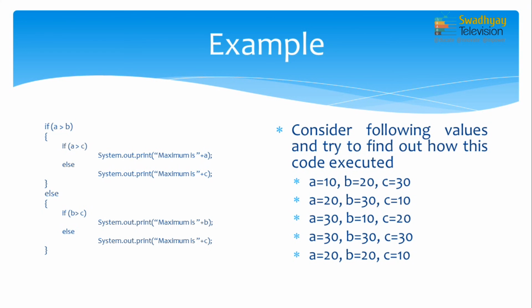Now, in the else part, b is greater than c is written inside if. So, 20 is not greater than 30. So, the else part of the else block is executed, which prints maximum is 30. So, this is how it works. Now, you have to trace out in this manner for the remaining values of a, b and c, and try to write down your answer on your paper.